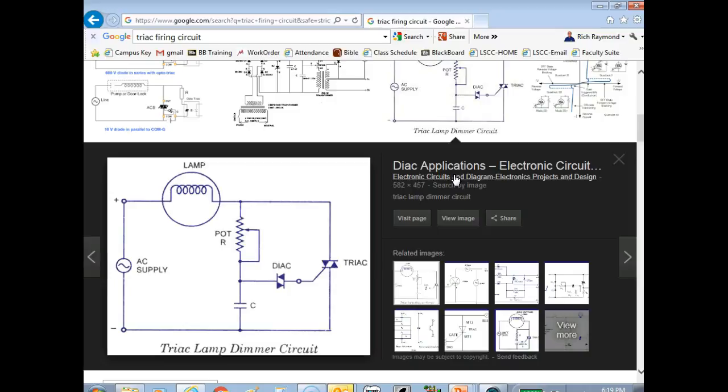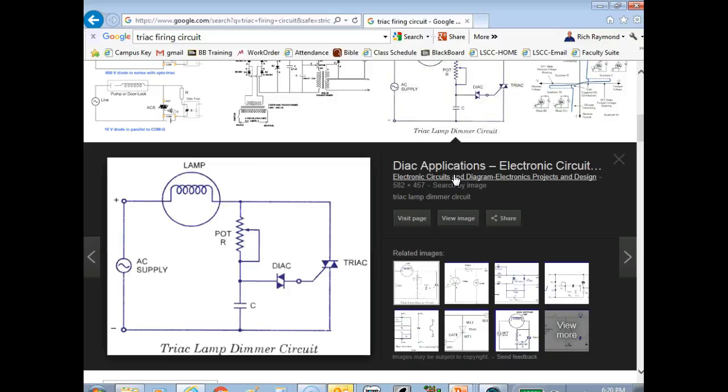And how do you turn it off? Drop it below its holding current, right? Drop it below its holding current. Now on AC, it automatically does that. So if you break over a triac, it's going to do the same thing in the forward direction. It's going to conduct until you cut it off.